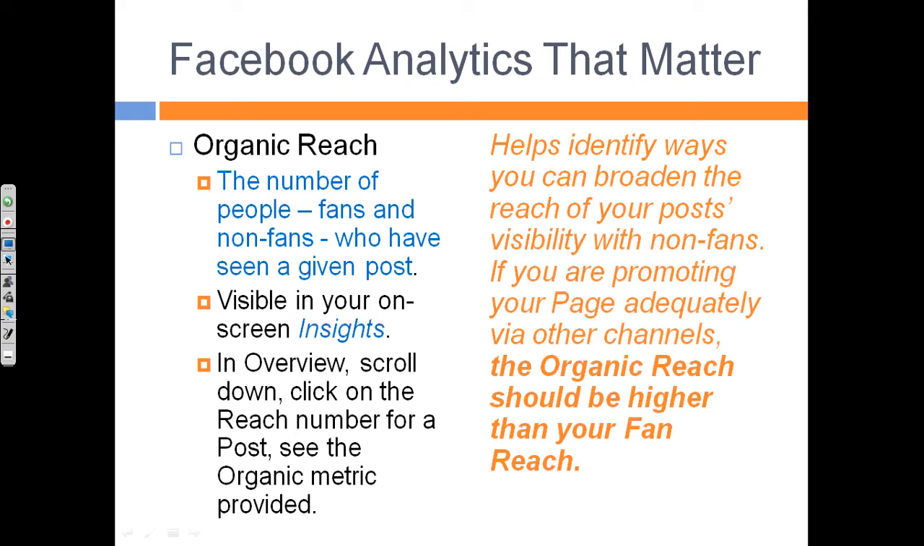By looking at your organic reach, you can help identify ways you can broaden the reach of your post visibility with people who have not liked your page yet. If you're promoting your page adequately via other channels, this organic reach number should be higher than your fan reach. It means other people might be seeing it via your blog or via your Google Plus page, or maybe you're tweeting out, hey, we're on Facebook, go visit our page. So again, these are people who are coming in, seeing your post. They haven't liked you yet, but they can see what you're doing.